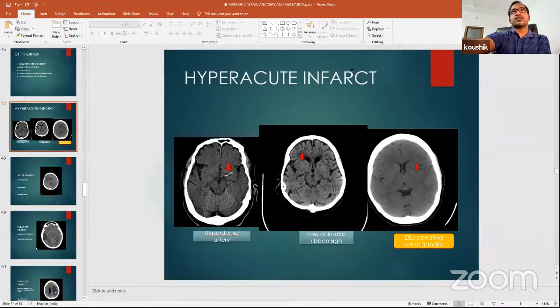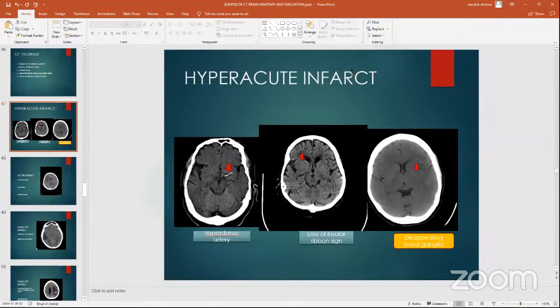Any other questions? Any role of CT in chronic unexplained headaches, or is it best to go for MRI in those cases?